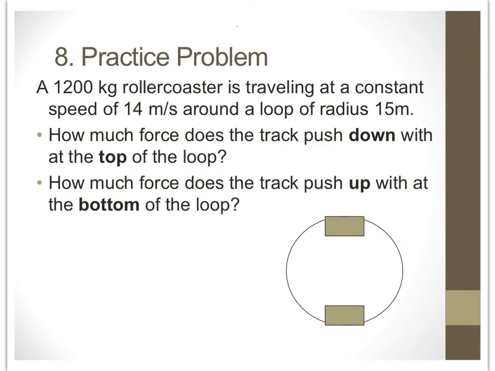So for this problem here, we have a 1,200 kilogram roller coaster traveling at a constant speed of 14 meters per second around a loop with a radius of 15 meters. Not completely accurate, it probably would be speeding up some, but we're just going to go with it. We want to know how much force does the track push down with at the top of the loop and how much force does the track push up with at the bottom of the loop. So we're going to start like any force problem by drawing free body diagrams.